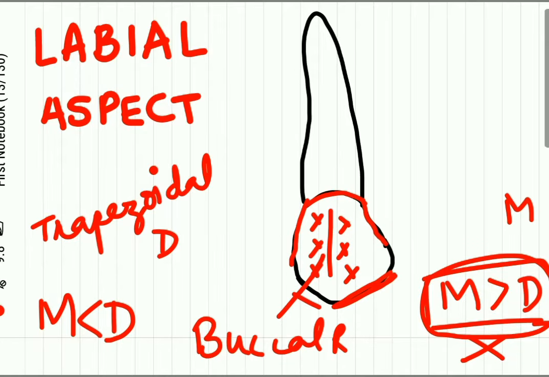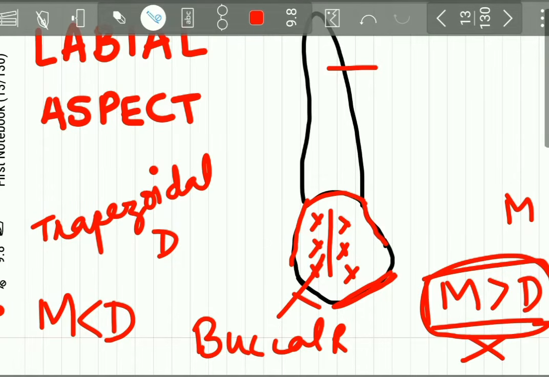The root of the maxillary first premolar is shorter than that of canine, but the outline is similar to the canine.